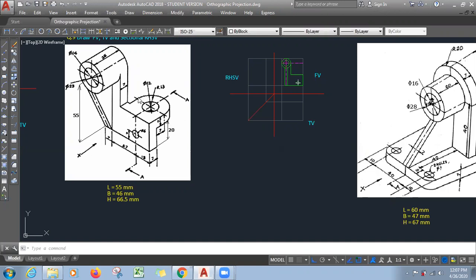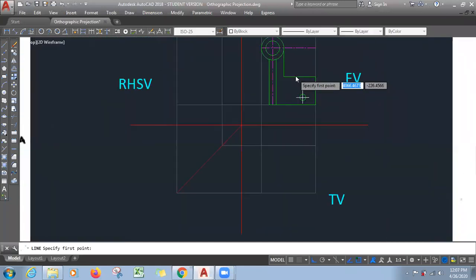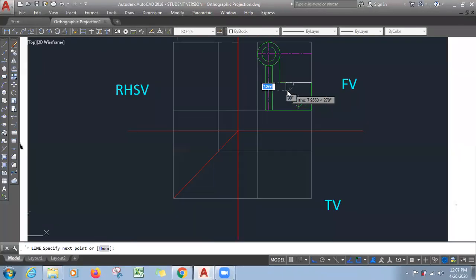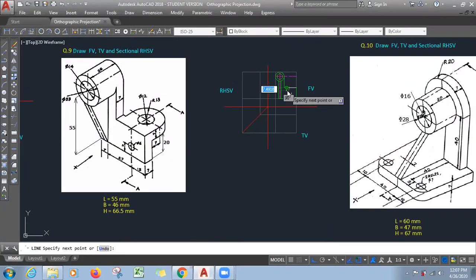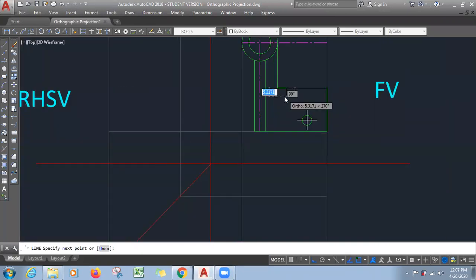So the width is how much? This total width, the radius is 13, so the width is 26. You see, okay. So what we can do is, from this point we can go in this direction 26. Then we will go down. How much is the height? You see, the height is 7. Enter. We'll end up with this one.